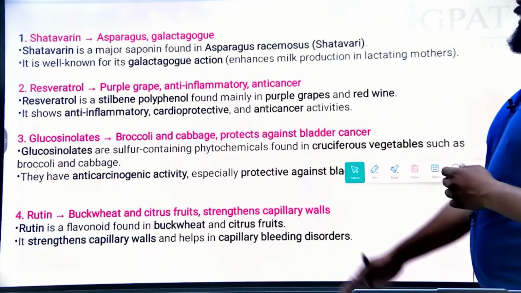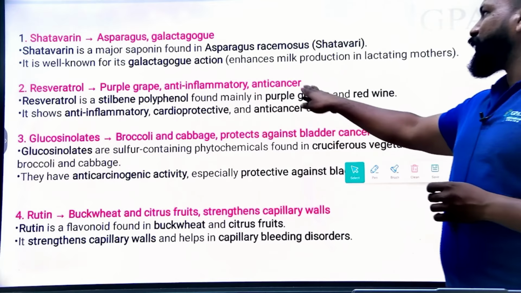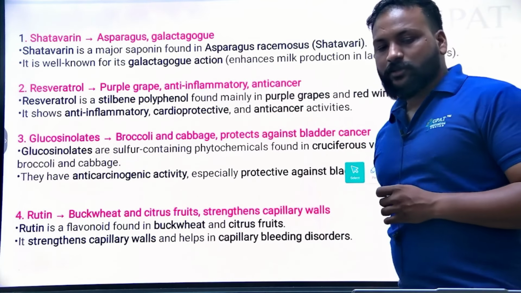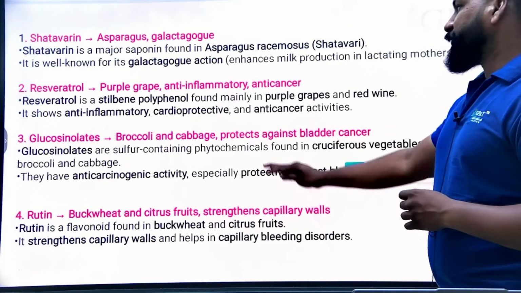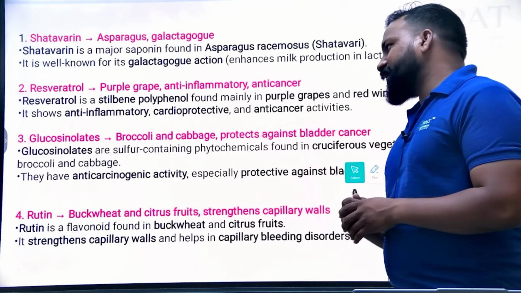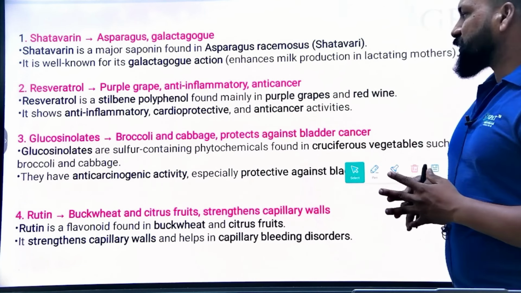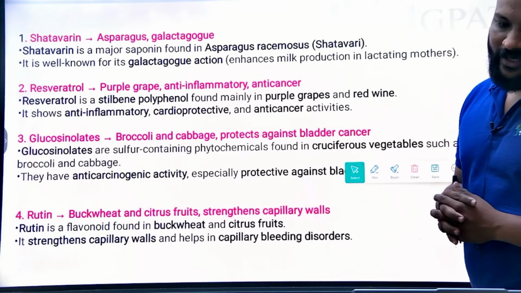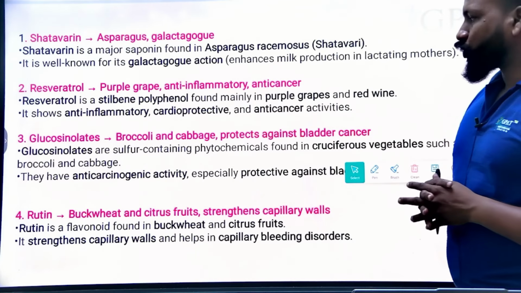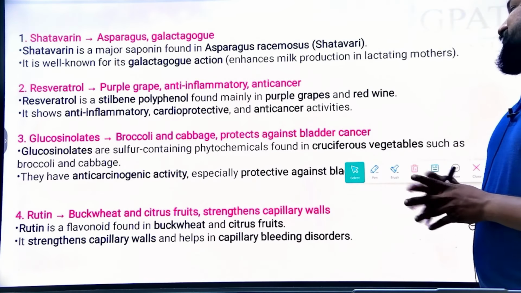So these are the main sources. Cethaverin is mainly to enhance the milk production, that's the reason it is known as a galactagogue. Resveratrol is mainly anti-inflammatory, cardioprotective, and anti-cancer. Glucosinolates such as broccoli and cabbage protect against bladder cancer, whereas rutin is mainly obtained from the buckwheat and citrus fruits and strengthens the capillary wall.